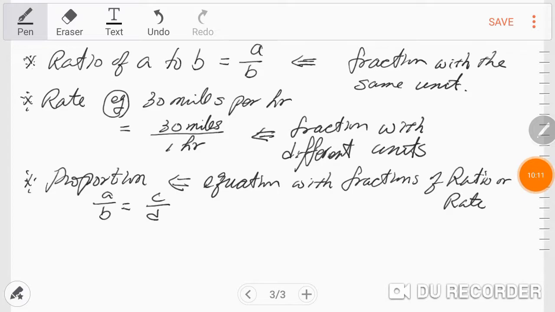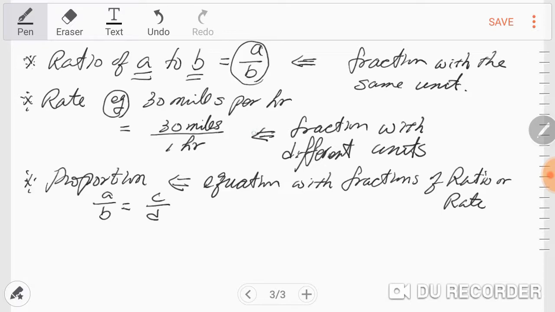Okay, here's a definition for ratio, rate, and proportion. A ratio of A to B means A over B. So we can write a ratio of two values, A to B, as the fraction A over B. So this is a fraction with the same unit.